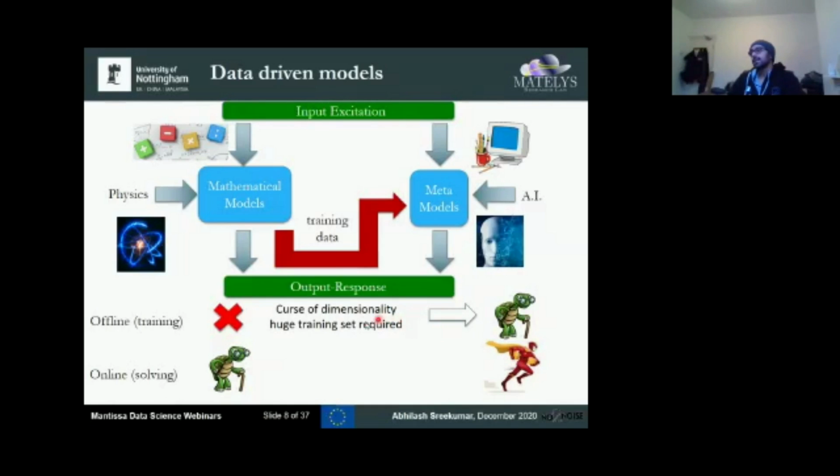The issue is that, as always, in the case of meta models, we encounter the curse of dimensionality. That is, a huge training set is required, and generating this huge training set can be very expensive. The question now is, is there a cheaper way to generate this training data? The answer is yes, of course we can.